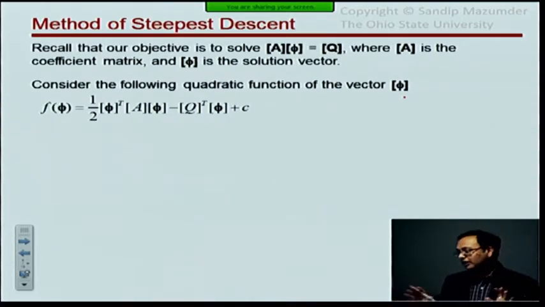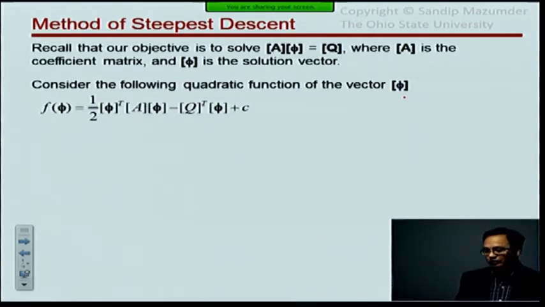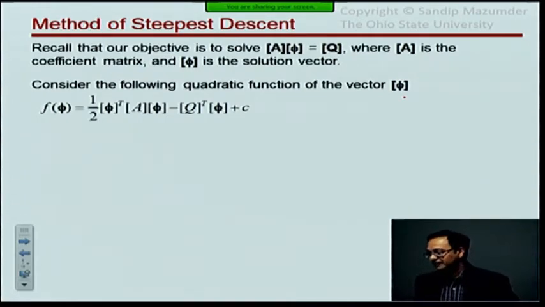So what we're saying is, suppose we consider a quadratic function of the vector phi. This function is a scalar actually. You can see here A times phi is going to give me a vector. That vector times the transpose of another vector is going to give me a scalar, one number. This c is a scalar, of course, it's a constant. Similarly, q transpose, q is your right hand side vector, that times the phi vector is another dot product which is going to give you a scalar.